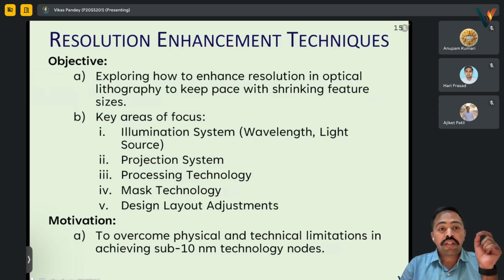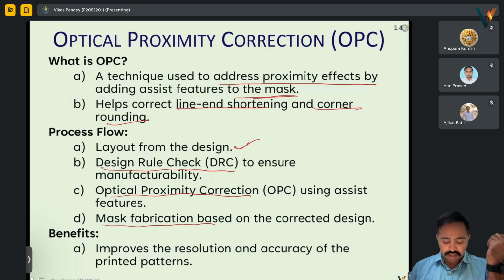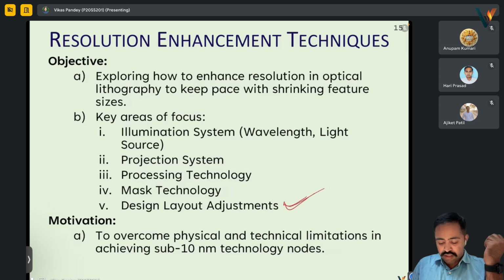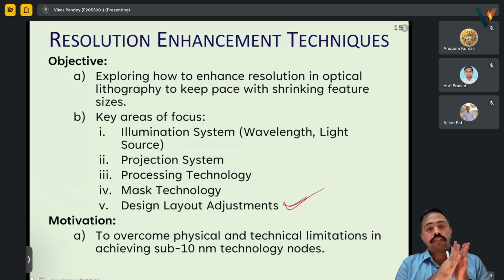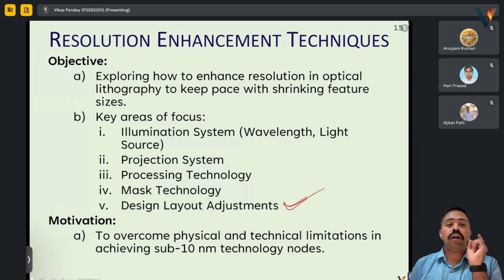So how is this resolution enhanced? There are some techniques. Optical proximity correction will be covered under design layout adjustments. So we saw that we have this optical lithography or photolithography system. We now have to improve or enhance it so that we get better resolution. What are the areas that we can focus on to improve?